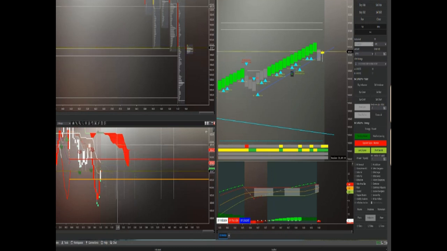Ichimoku wise, the cloud, we're Chikou's below price. We're below the Kijunsen. We're below the cloud, below the Kijunsen. Overall, looking for bearish opportunities still, as far as Ichimoku is concerned.